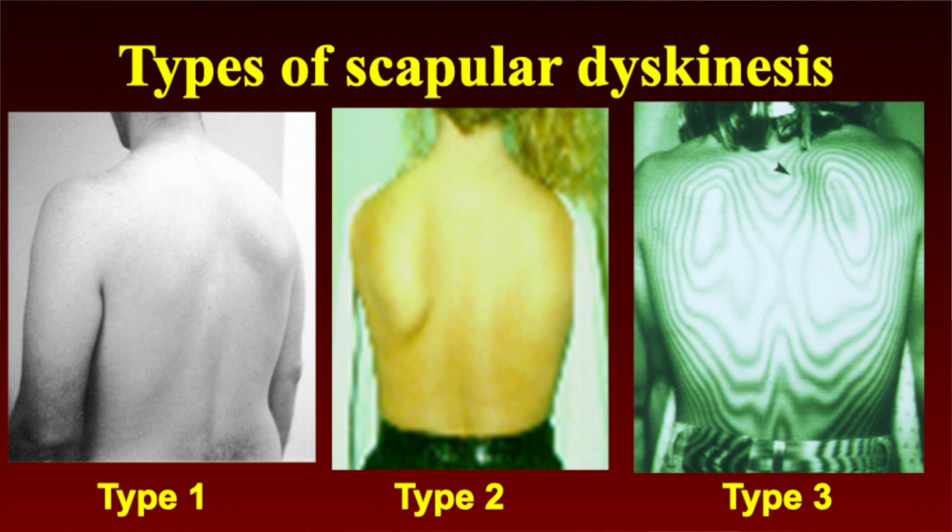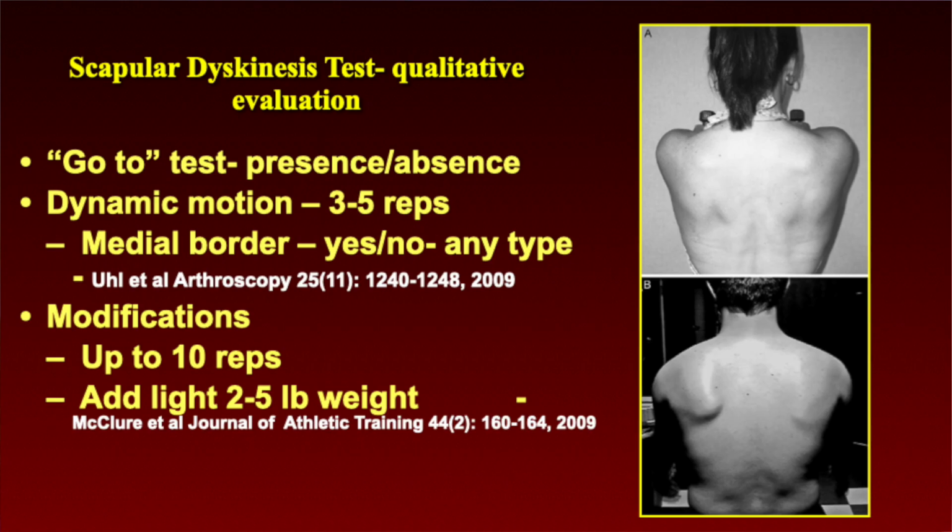Type 1 is an inferior medial border prominence. Type 2 is entire medial border prominence. And type 3 is an upward shrug. Each of them has different ways that the muscles act and don't act to create this. Now, you may see these in each of the motions, but you'll see at a time one is acting more than the other. The test we usually use for confirmation of the presence is called the Scapular Dyskinesis Test.